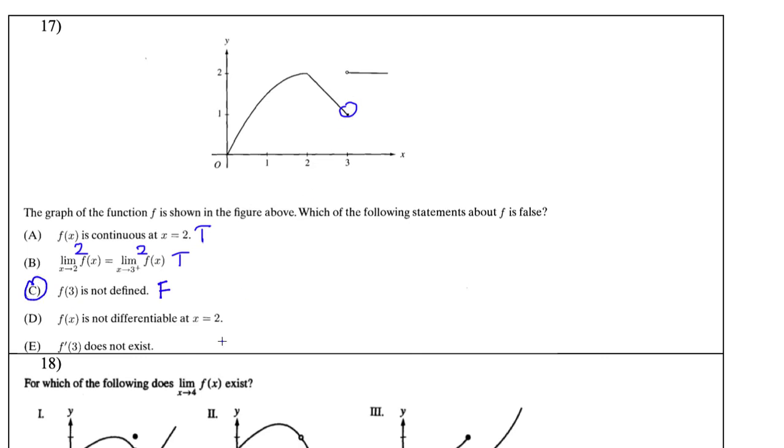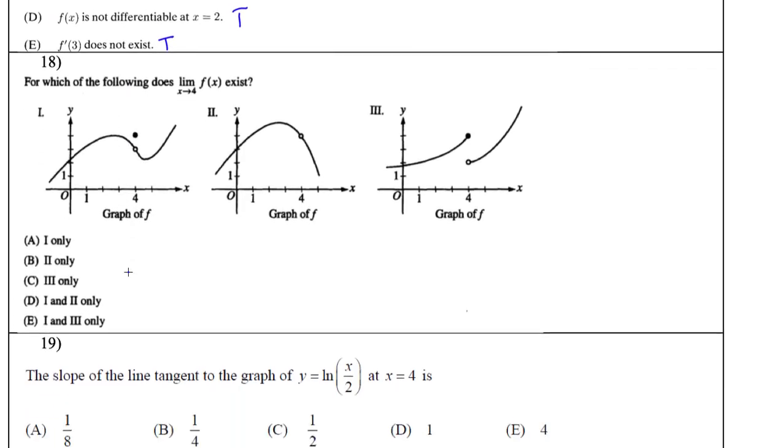Let's go through all of these. D, f of x is not differentiable at x equals 2. It is not differentiable because it's a sharp corner, so that's true. It's a sharp corner. It is not differentiable. This is saying it is not differentiable. That's true. E, f prime of 3 does not exist. F prime of 3 doesn't exist because it's not continuous. A bunch of double negatives happening in number 17.